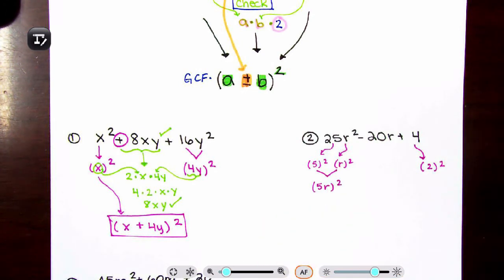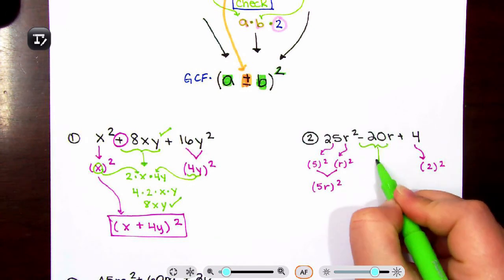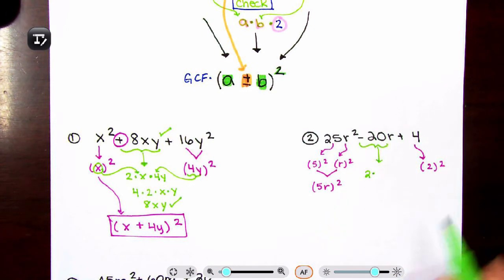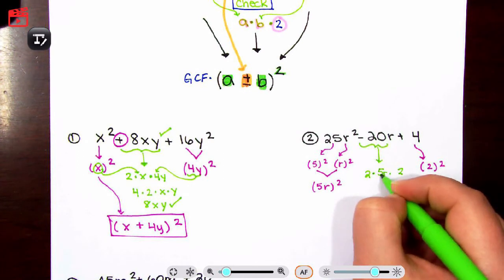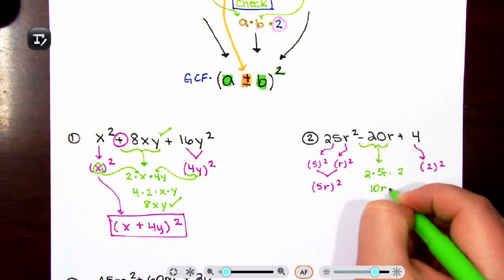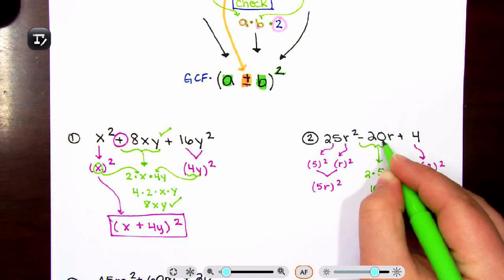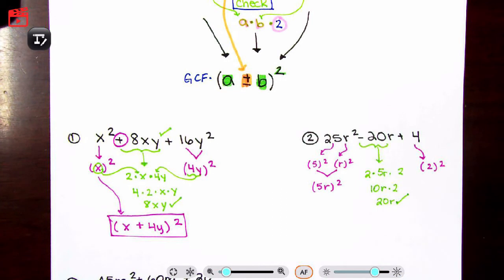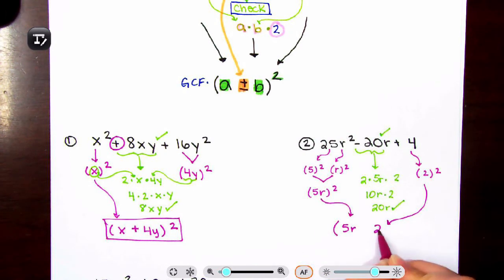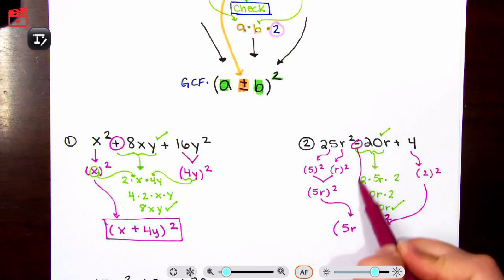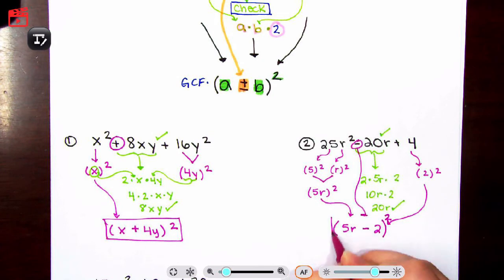Again, let's do our middle term check. 2, and it's always 2. This 2 doesn't change. 2 times 5r times 2. 2 times 5 is 10. R times 2, that's 20r. Do we have a 20r here? Yes. So that means that is a check. So we can go straight into writing our answer. Our a value is 5r. Our b value is 2. Squared, always squared. And then what is the middle symbol? Middle symbol is minus, so we write a minus, and this is our answer.